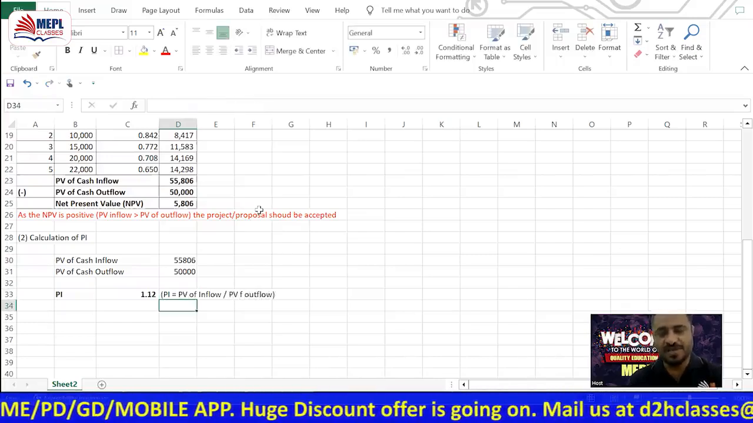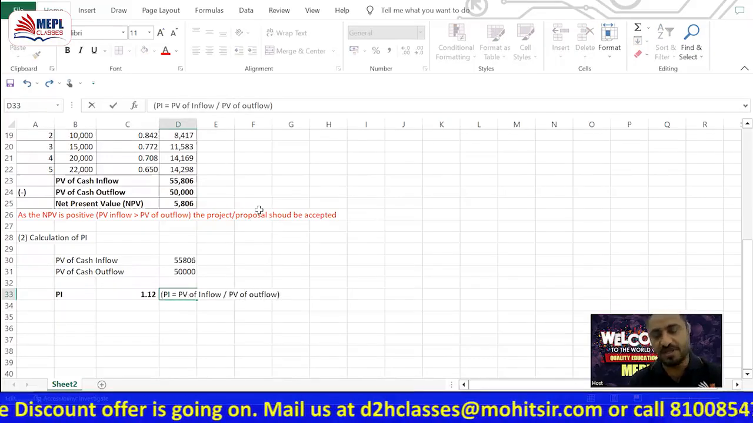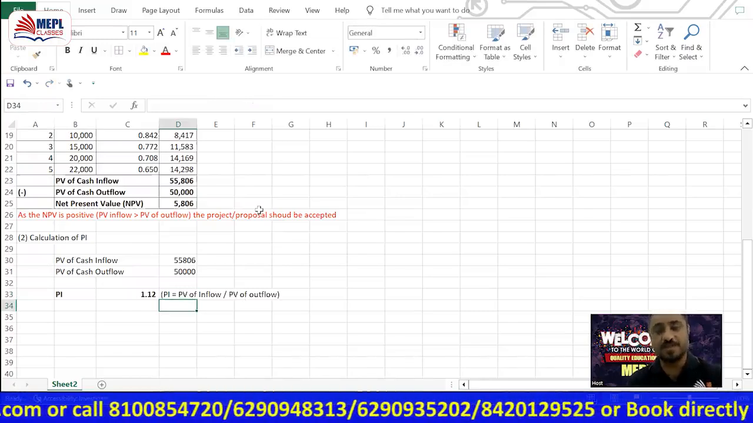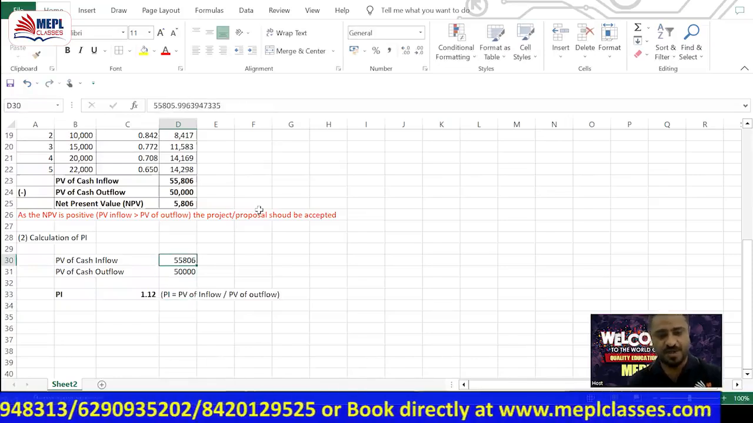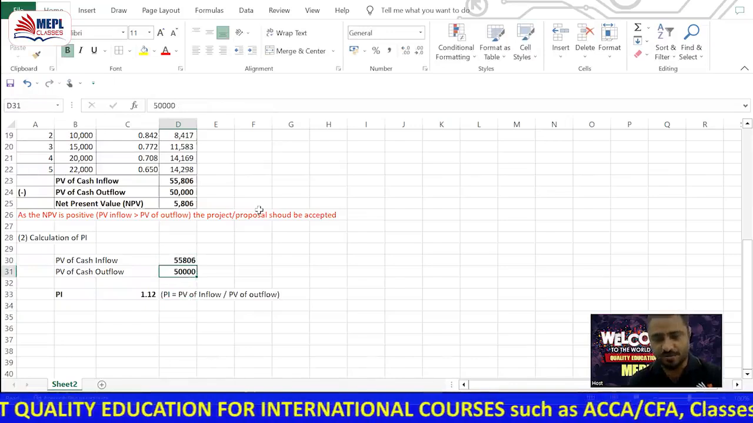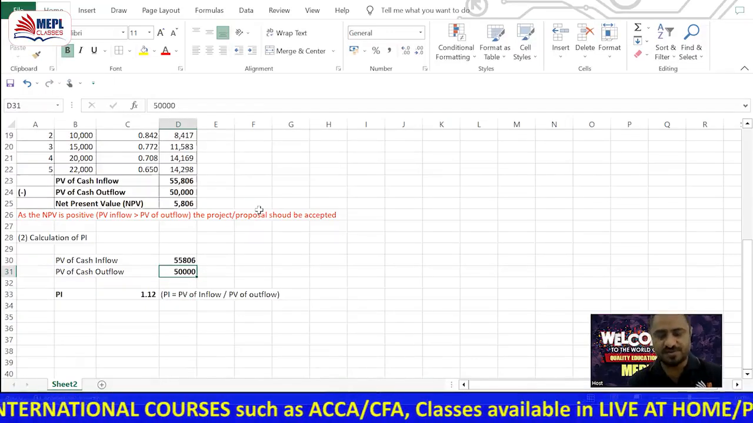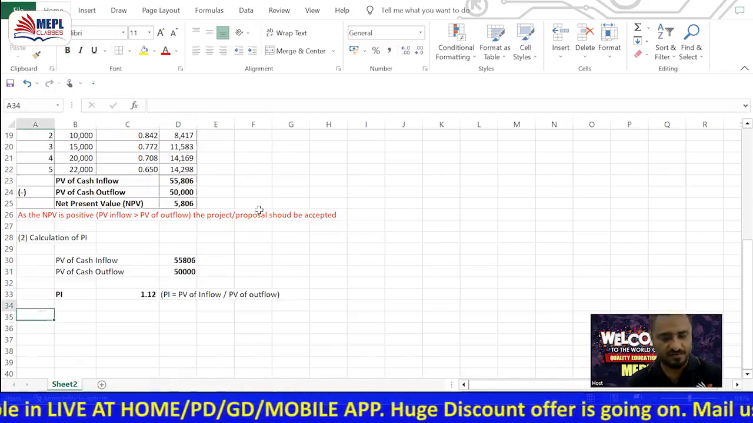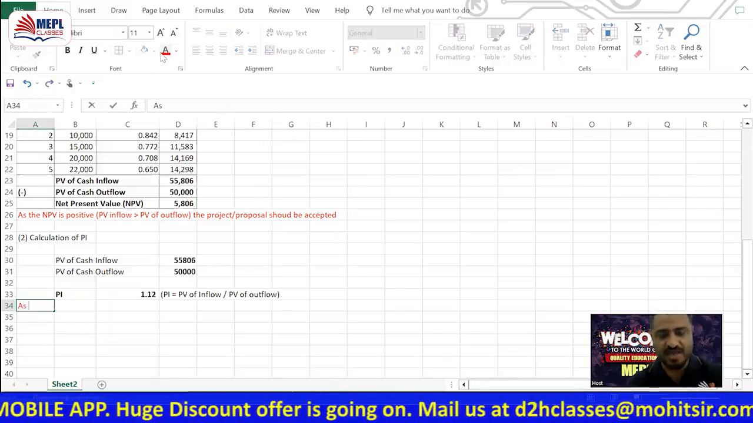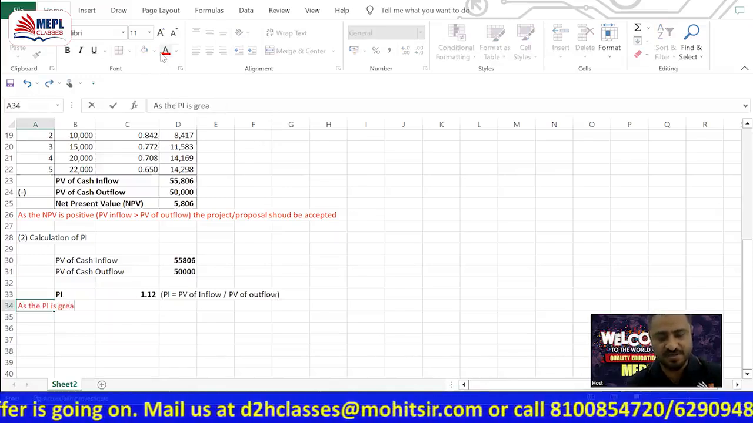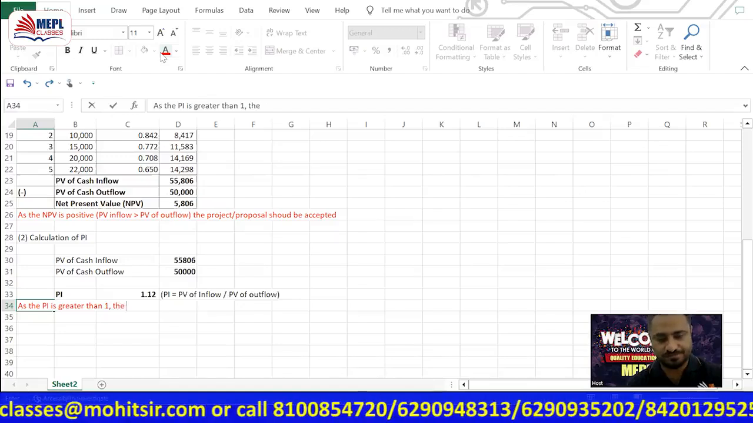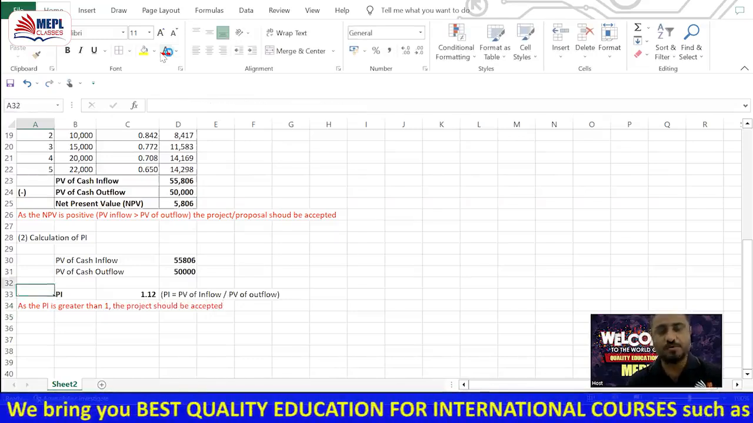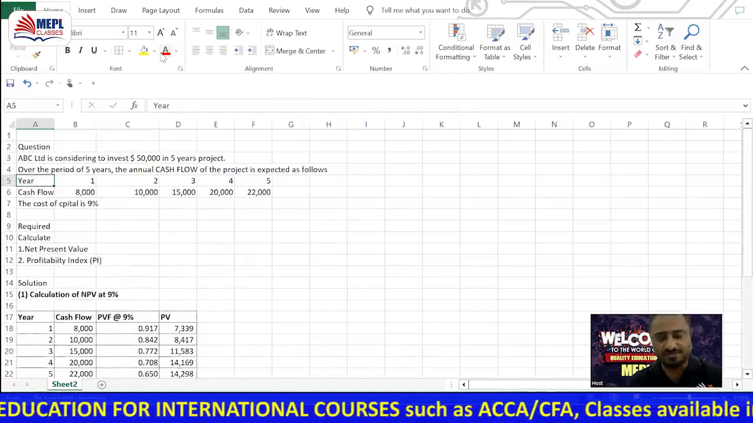This is the formula. So any division will be less than 1 or will be greater than 1. Depends on what is the numerator and what is the denominator. If the numerator, meaning present value of inflow, is greater than the denominator, present value of outflow, the fraction, the answer will always be greater than 1. So here, while making a conclusion, we would say that as the profitability index is greater than 1, the project should be accepted.